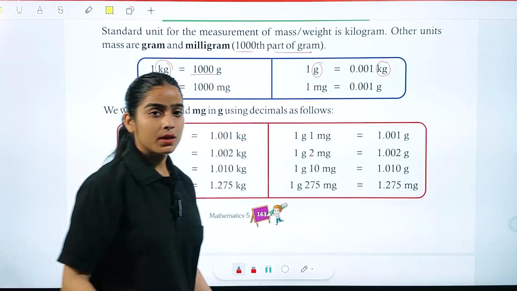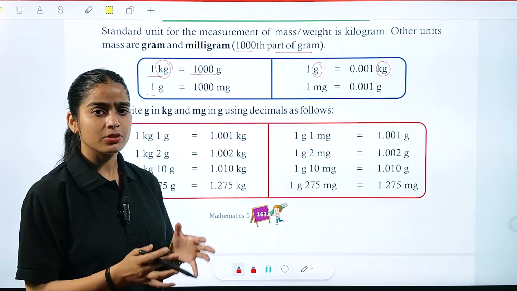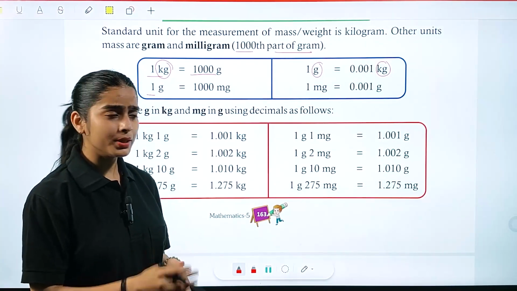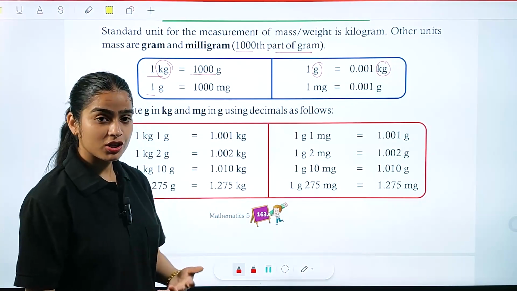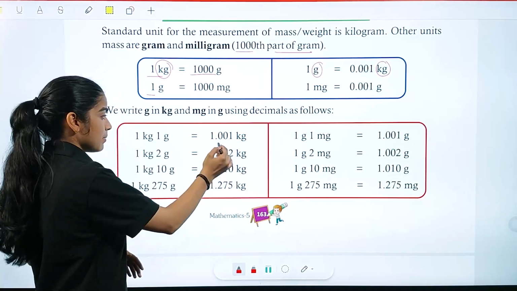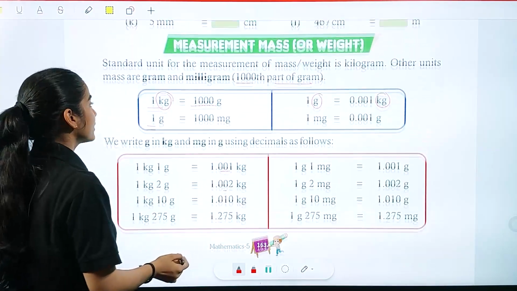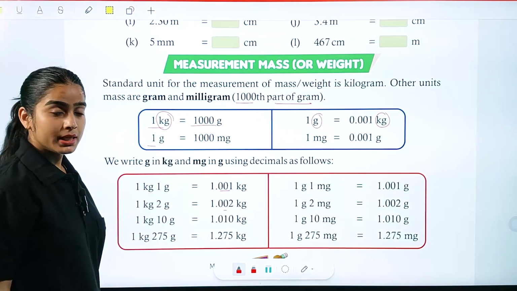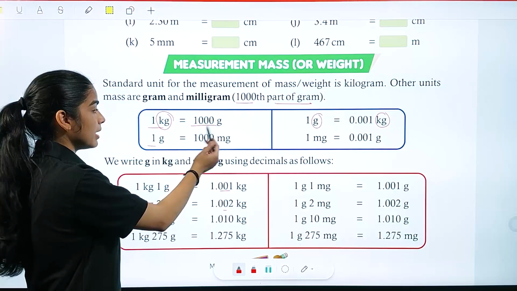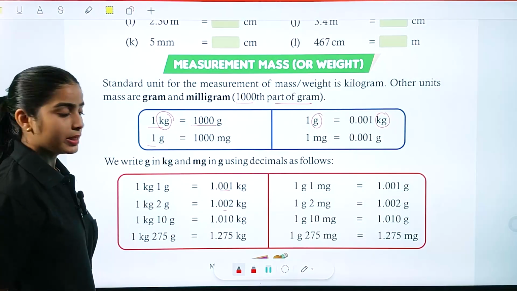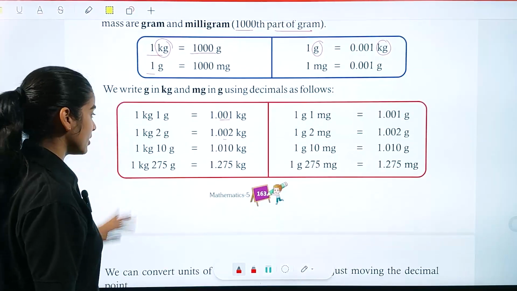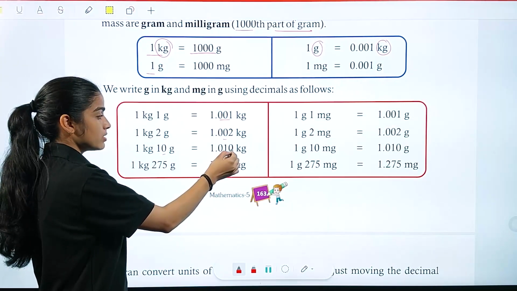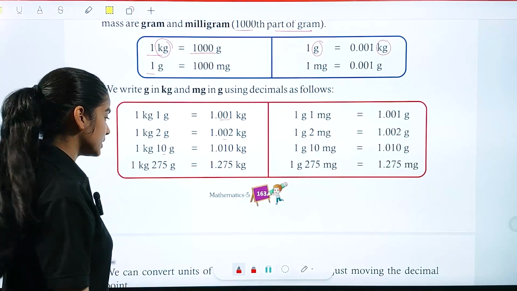So here what changes is that in the length case, the points changed for centimeter, millimeter and kilometer, but here it does not. Because during conversion we saw that 1 kg is equal to 1000 gram and 1 gram is equal to 1000 milligram. So here we have 3 zeros in gram and 3 zeros similarly in milligram, and we have to represent it in the same way. So 1 kg 10 gram means 1.010 kg. You have to represent it in that way.